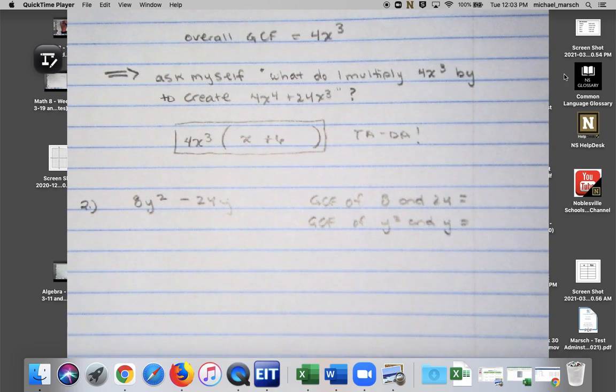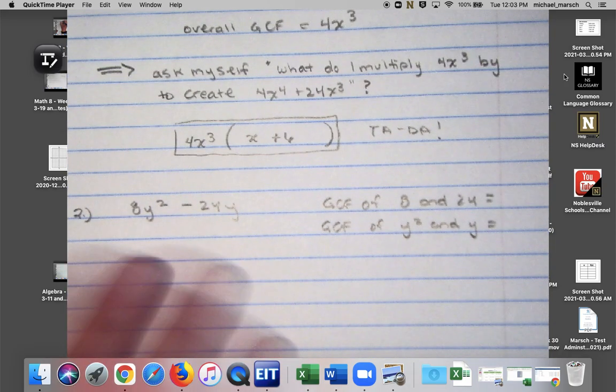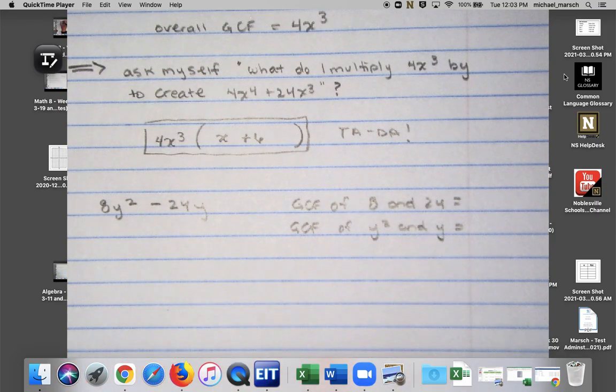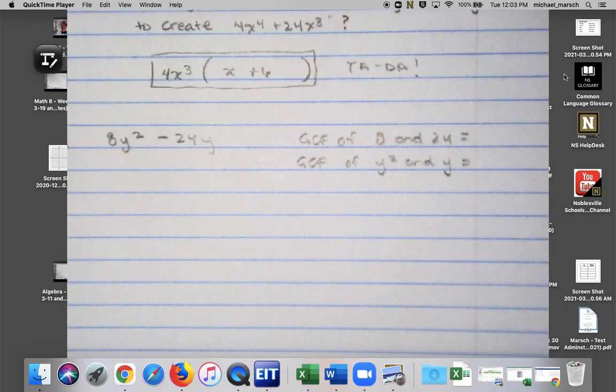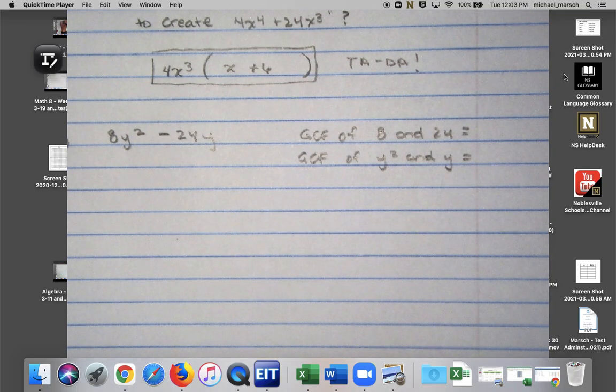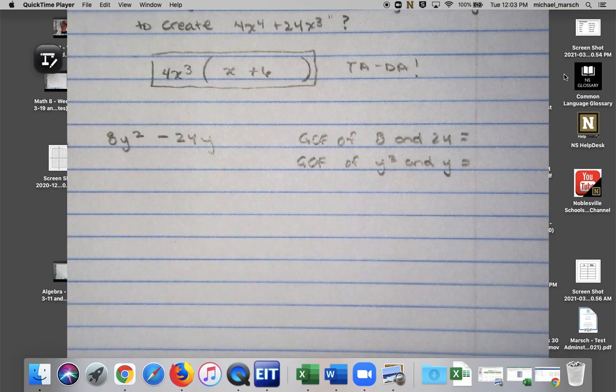So we're going to find our greatest common factor of our coefficients. So that's why I wrote 8 and 24. I know it's kind of hard to see that with the glare. And then we're going to find the greatest common factor of y squared and y.